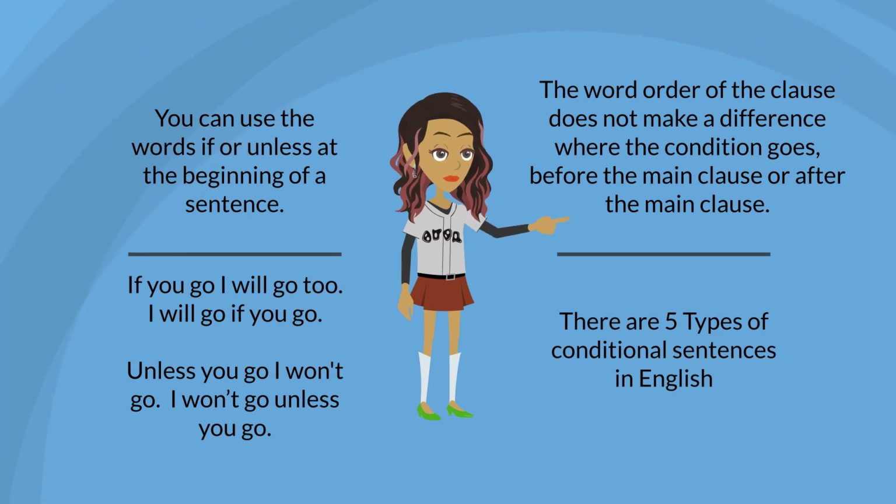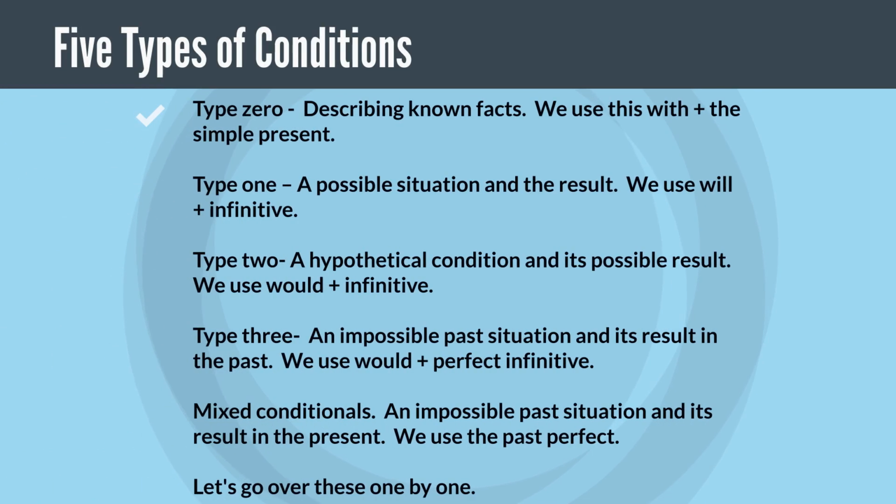Now, let's make it confusing. There are 5 types of conditional sentences in English. Type 0, describing known facts. We use this with the simple present. Type 1, a possible situation and the result. We use will plus infinitive. Type 2, a hypothetical condition and its possible result. We use would and infinitive.